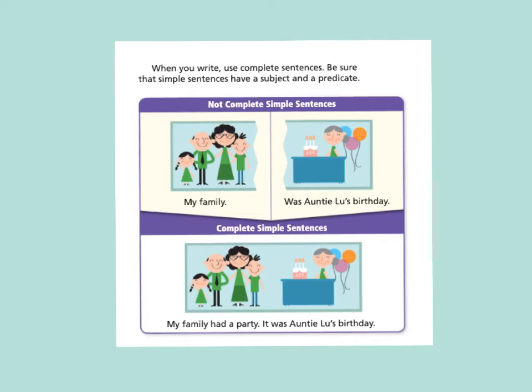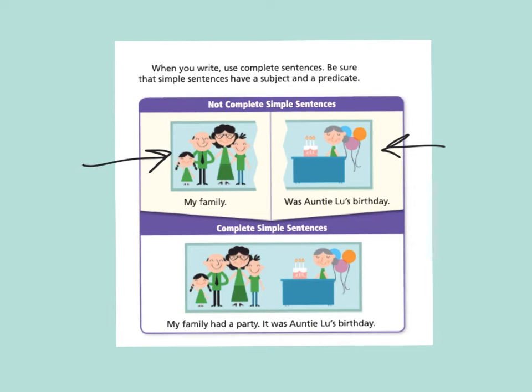When you write, use complete sentences. Be sure that simple sentences have a subject and a predicate. So these examples right here are not complete simple sentences. My family. That's only a subject. Was Auntie Lou's birthday? That's only a predicate. It needs to have the rest to be a complete sentence.